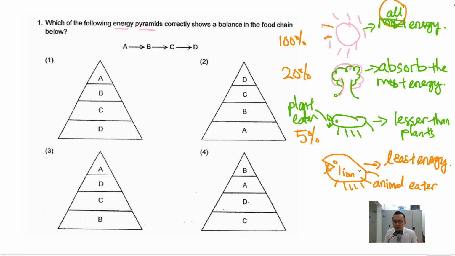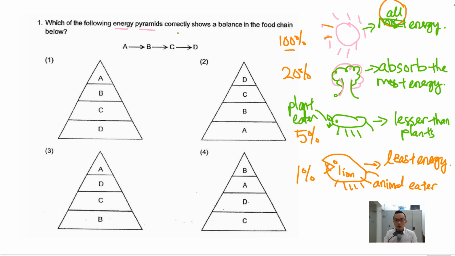Lions will not eat all the deer. A lot of deer will be alive, and lions will just eat a bit of the deer. So let's say they will only eat 1%. And so therefore, out of 100%, 20% goes to the trees, 5% goes to plant eaters, and only 1% goes to lions.